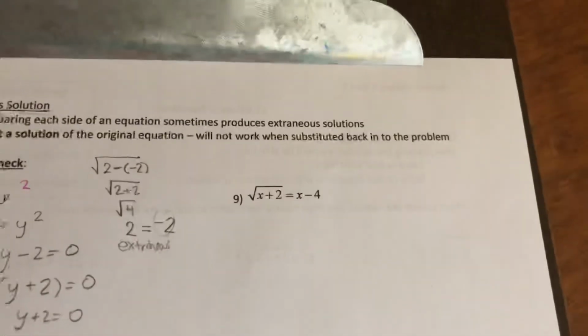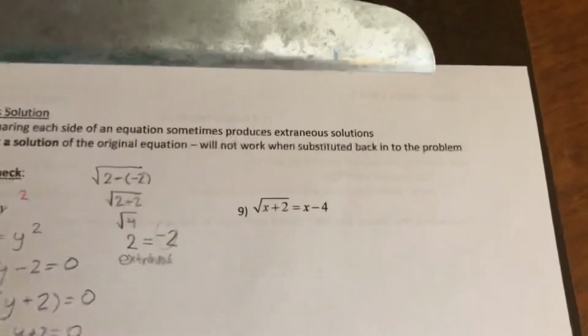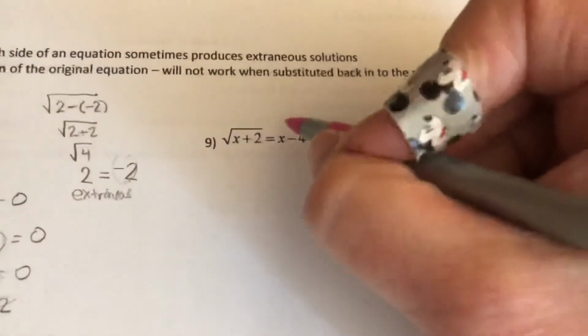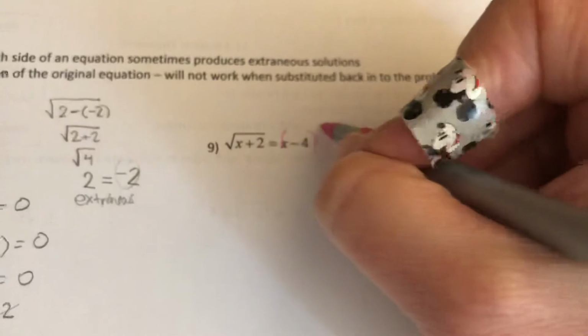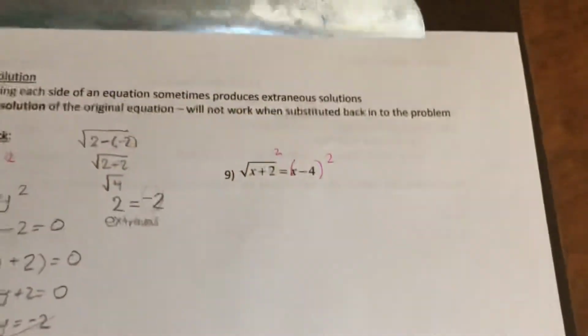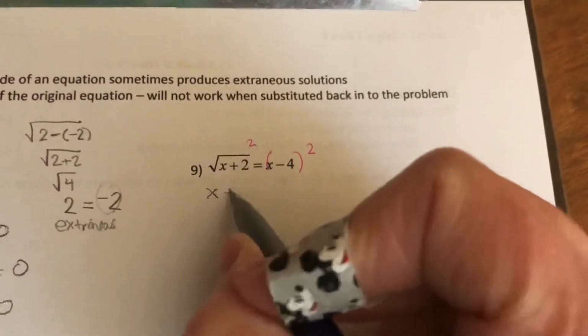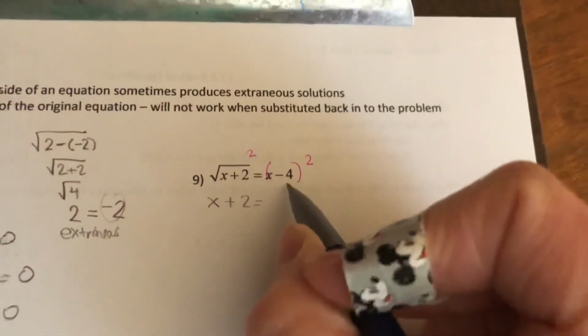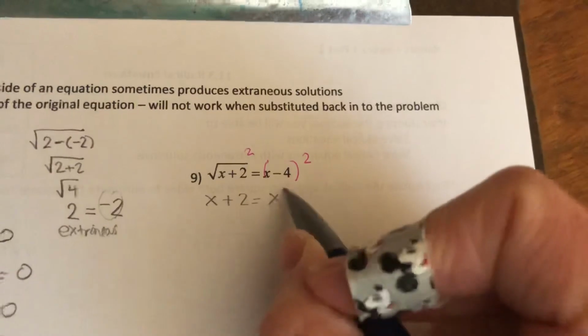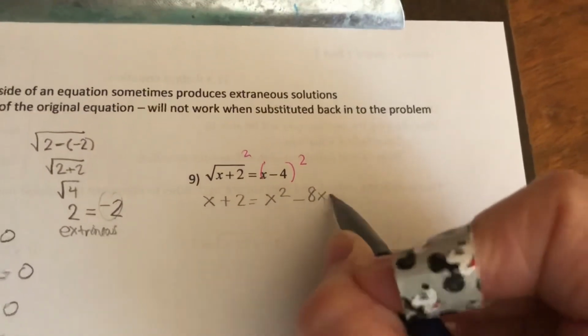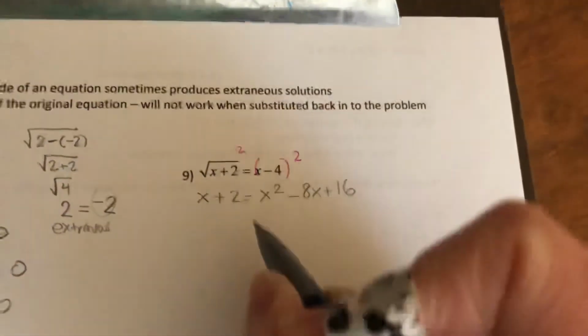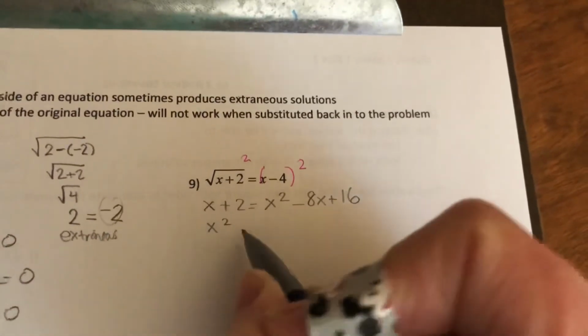The next one, we're going to square both sides again. However, it is really important that when you're squaring this right-hand side, you put that in parentheses, because now you're going to have a trinomial. So the radicand comes out, x plus 2, but when we do x minus 4 times x minus 4, it's x squared minus 8x plus 16. So we'll bring everything to one side. I'm going to bring everything over to the right.